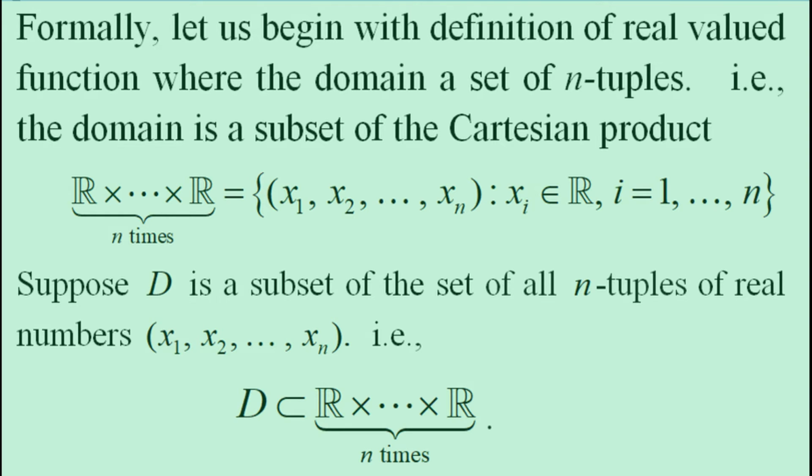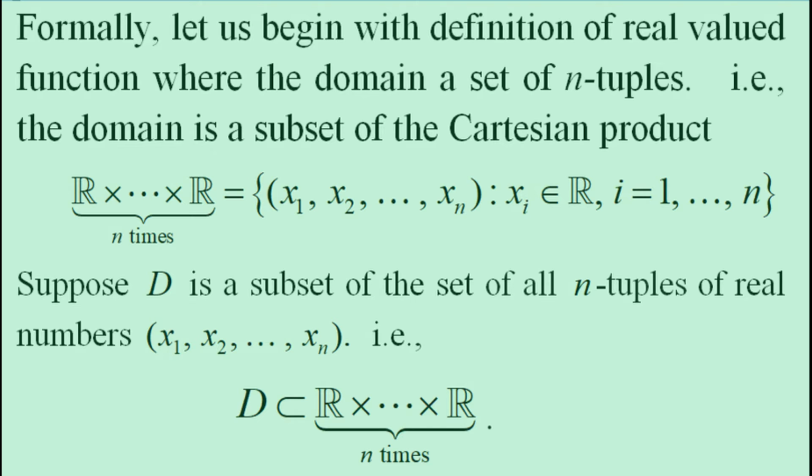Formally, let's begin with the definition of a real valued function where the domain is a set of n tuples. That is, the domain is a subset of the Cartesian product R cross etc. cross R n times, which is equal to the set of all n tuples x1, x2, etc. xn, such that xi belongs to R where i goes from 1 to n. Suppose D is a subset of the set of all n tuples of real numbers x1, x2, etc. xn. That is, D is a subset of R cross etc.